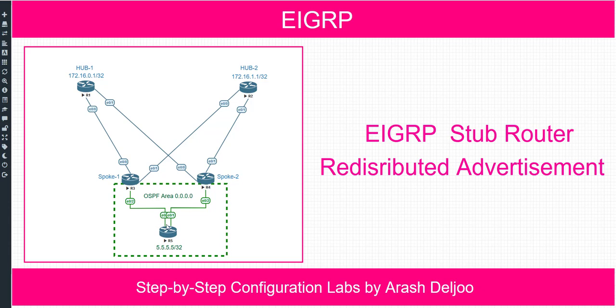Because of that, the routes learned from OSPF are not advertised to router 1 and router 2. I will show you how you can advertise or send redistributed networks learned from an OSPF routing domain, or any other routing domain, in an EIGRP stub. Let me show you.